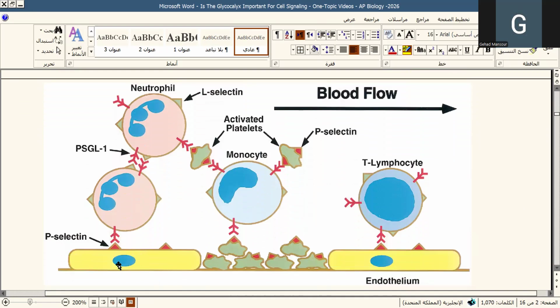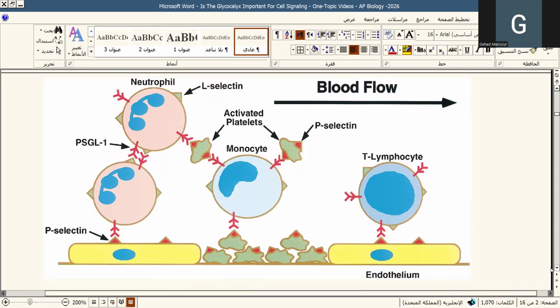As you can see here, these are endothelial cells that line the blood vessel. This is the direction of blood flow. But most importantly, we can see the P-selectins, the glycoproteins on the surface of the endothelium, which are pyramidal or triangular in shape here, and they bind to those specific carbohydrate receptors on the surface of PMNs or polymorphonuclear leukocytes, or on the surface of T lymphocytes.